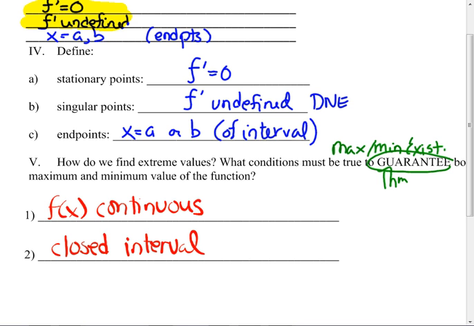Okay, Grant, you have that? Oh, there is. Okay.